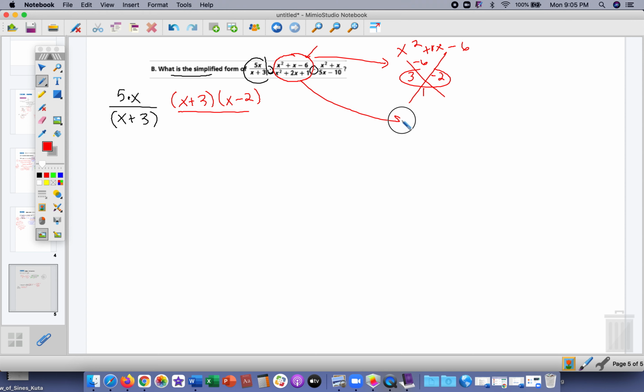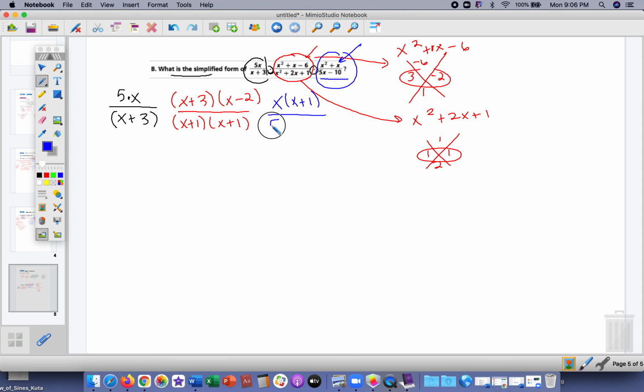In our denominator, we have x squared plus 2x plus 1. What multiplies to 1 that adds to 2? 1 and 1. So we'll have x plus 1 squared, and then we're on to our last expression. In the numerator, we can factor out an x, so we'll have x times x plus 1. In our denominator, we can factor out a 5, so 5 times x minus 2.